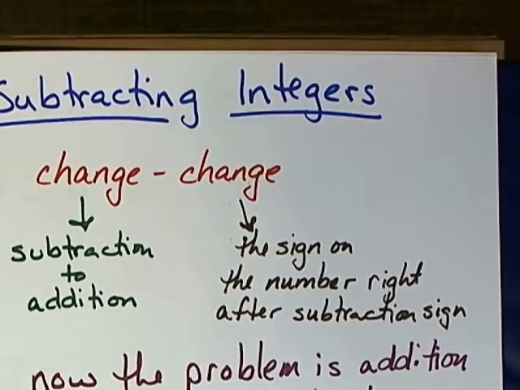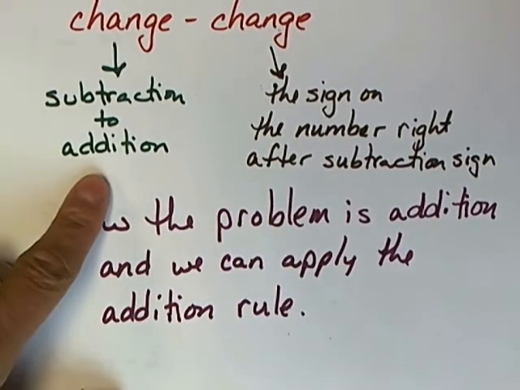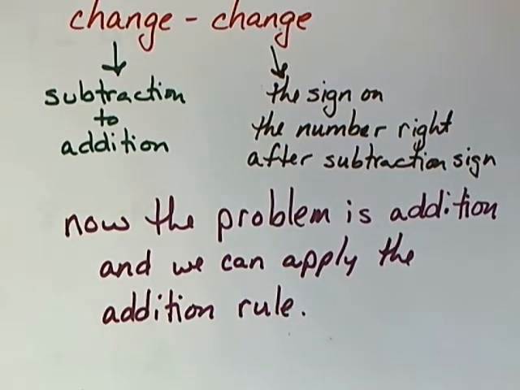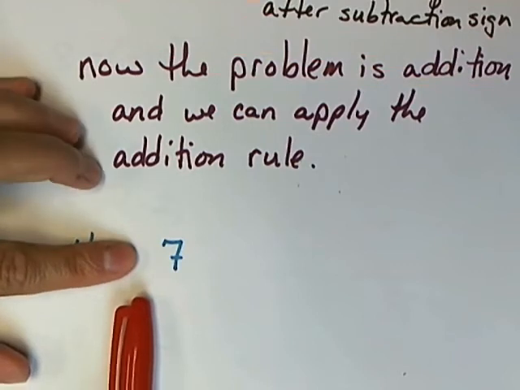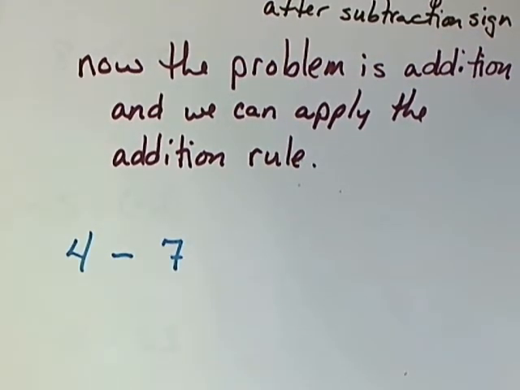Why do we want to do the change? Well, if I do the change, the problem is now an addition problem. And we know the two addition rules. So you just apply whichever one fits. For example, here, I have that 4 minus 7. So I see that it's a subtraction problem. The 4 is positive. The 7 is positive that we are subtracting. So I'm going to do the change.